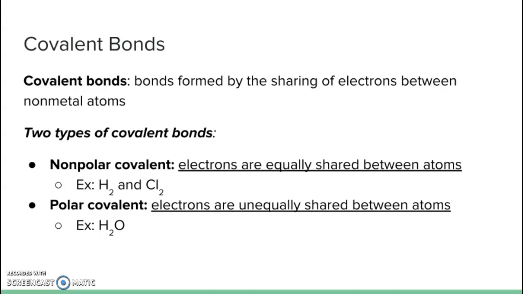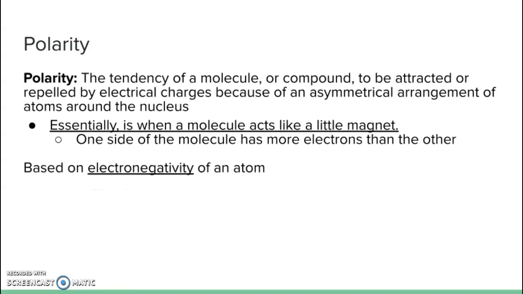Polar covalent, however, is where electrons are shared unequally. So one element in the bond is a little bit more selfish and wants to hoard the electron closer to them. So they're still sharing, but it's a little bit more of a one-sided situation, all right?